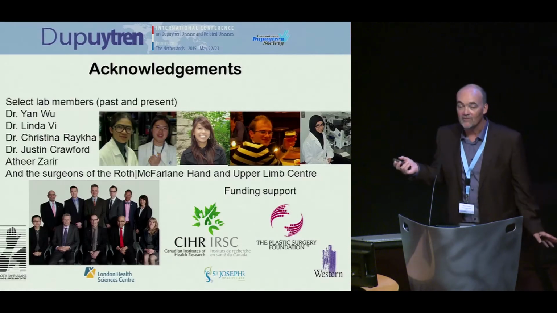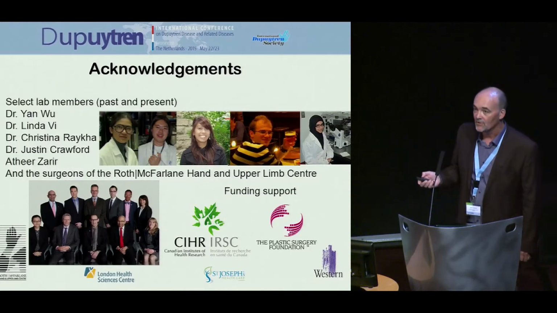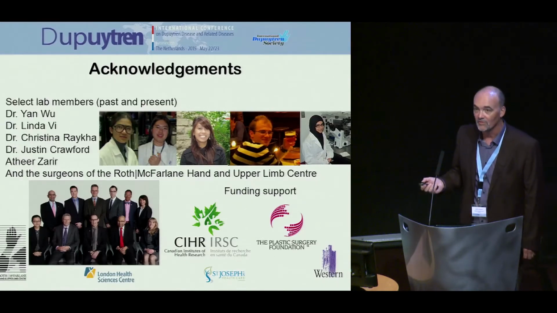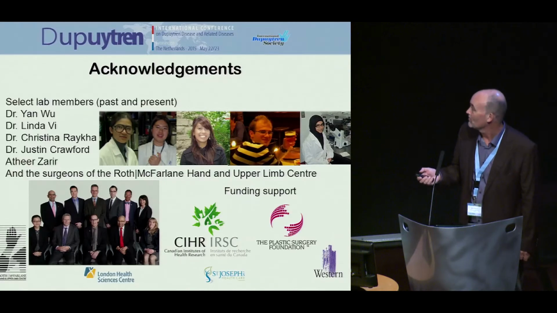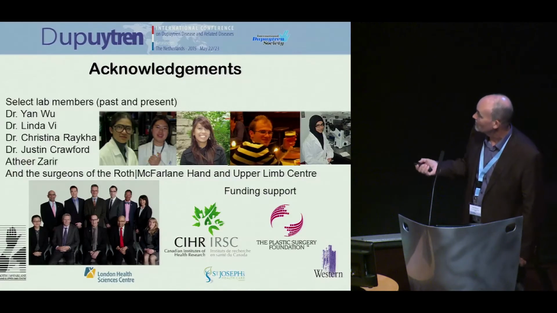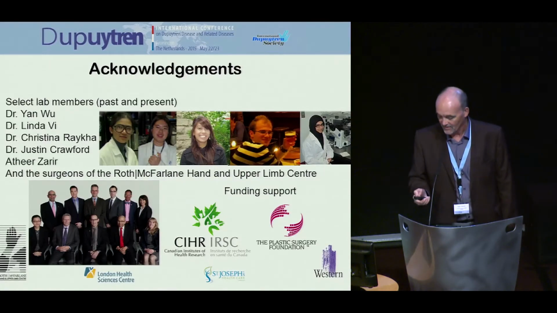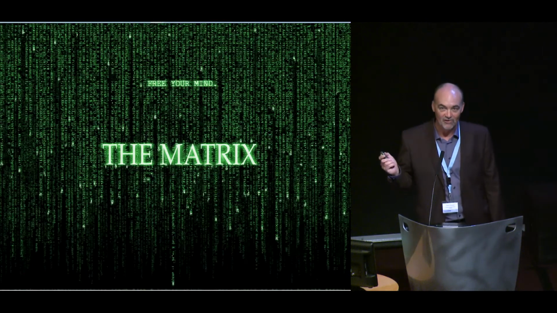All of the data that we have generated would not be possible if we did not have an ongoing and very supportive collaboration with 11 surgeons here at the Roth McFarlane Hand and Upper Limb Centre, who are shown here. In particular, the two hand surgeons, Bing Gan and Ruby Greywell, have supplied probably close to 100% of the samples which we use for our analyses. And of course, funding support from Canadian Institutes of Health Research, Plastic Surgery Foundation, and a variety of other smaller funding bodies. So I'm going to talk to you today about the matrix.